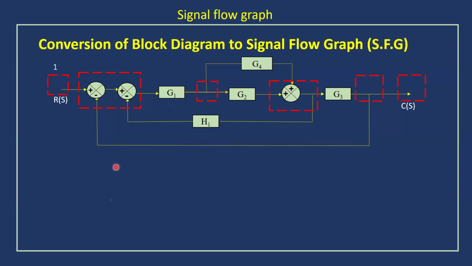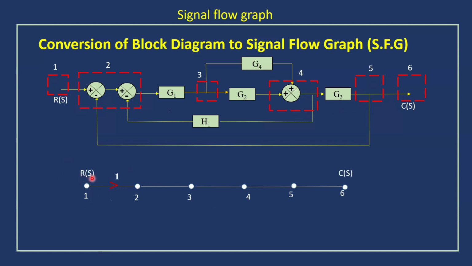Now, we can number the nodes: 1, 2, 3, 4, 5, 6. Totally 6 nodes are there. Now, we will start to draw the signal flow graph. 1, 2, 3, 4, 5, 6 nodes. Okay, now we'll start. From first node to second node, there is no block in between. So, we can take that gain as 1.